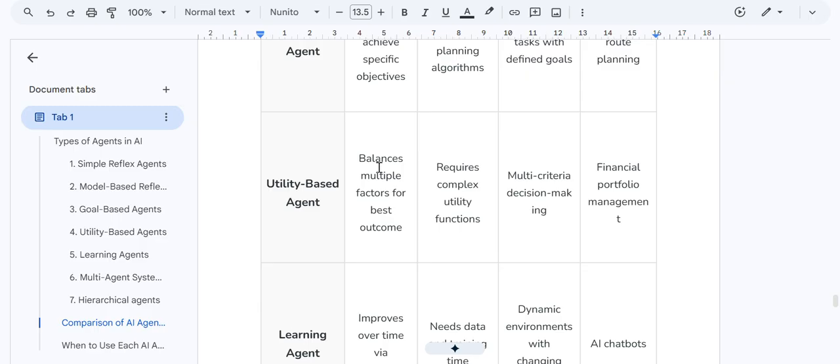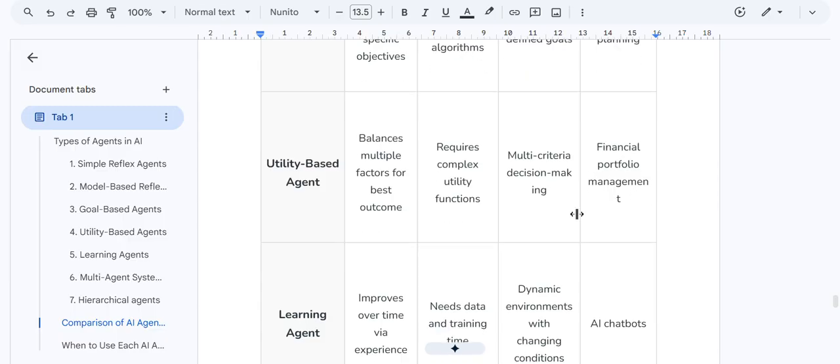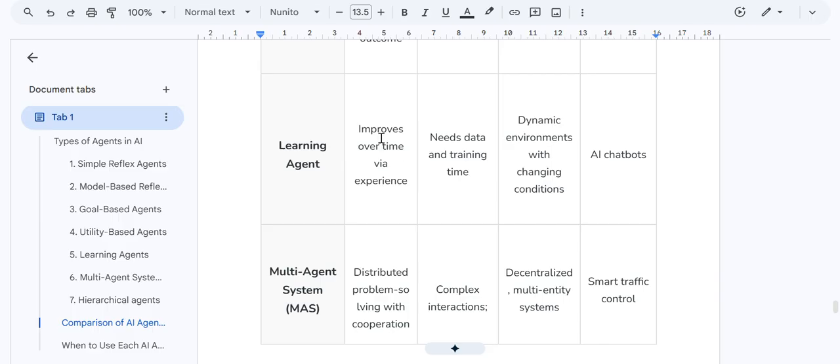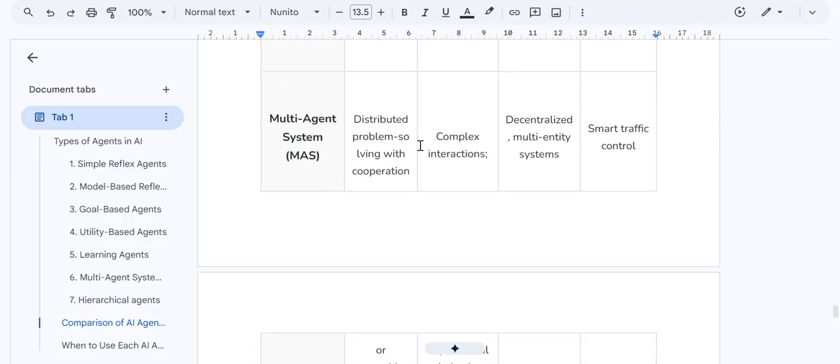Utility-based agents: the main strength is balancing multiple factors for the best outcomes. Limitations: requires complex utility functions. Best for multi-criteria decision making. An example is financial portfolio management. Learning agents: the main strength is improving over time via experience. Limitations: needs data and training time. Best for dynamic environments with changing conditions. An example is an AI chatbot like ChatGPT, Claude, DeepSeek, or Gemini.